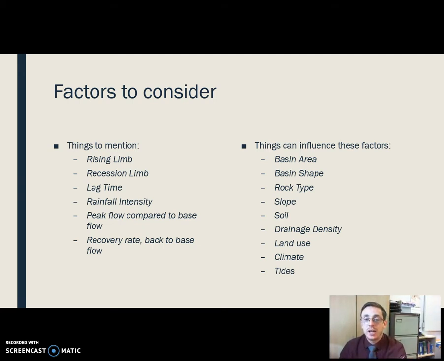And I say there's a variety of different things that we look at to get you here. So we've got the area and shape of the basin, the different rock types that we've got in the basin, what slopes do we have around the basin, what is the soil type, what is the drainage density, how do we use the land, what is the climate like, and tidally, what are our conditions. So there's a lot for us to get through.